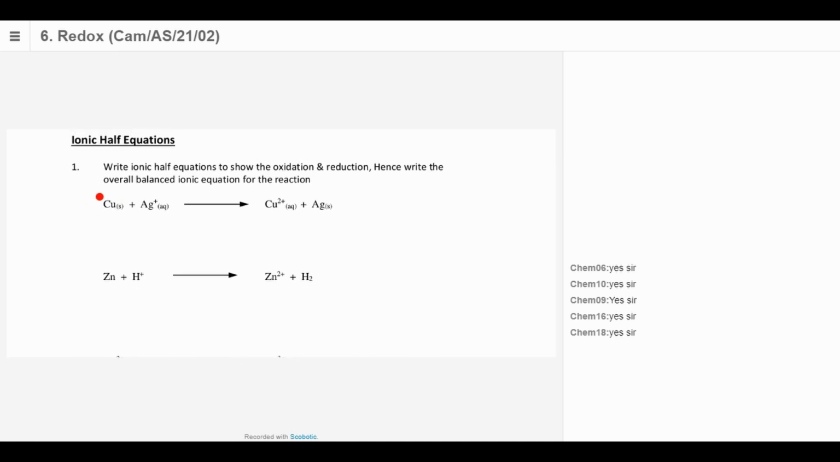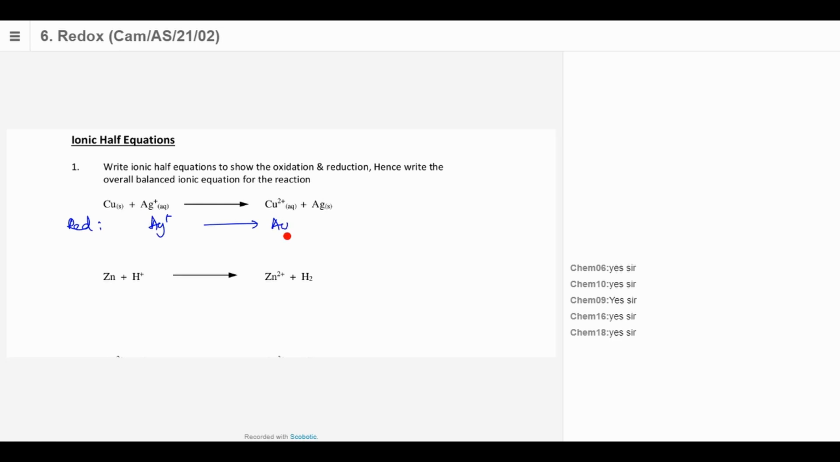So copper has increased its oxidation number from 0 to +2. We know an increase in oxidation number is defined as oxidation, whereas the silver ion has decreased its oxidation state from +1 to 0. So that is reduction. What you need to do is, first of all, identify which species is reduced and which species is oxidized. So first you write the reduction. So Ag+ has reduced to Ag.